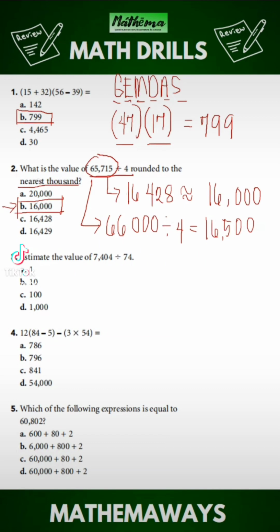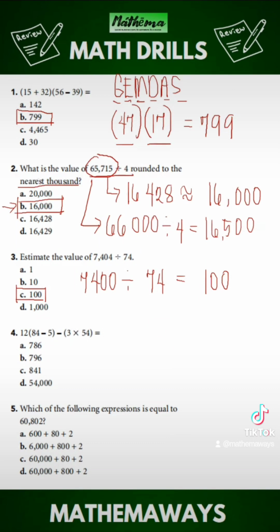Number 3. Estimate the value of 7,404 divided by 74. So approximately, 7,404 can be rounded off to 7,400. And then dividing it by 74, the quotient will be 100. Answer for number 3, it's letter C.